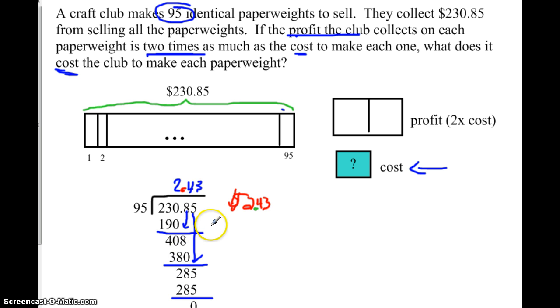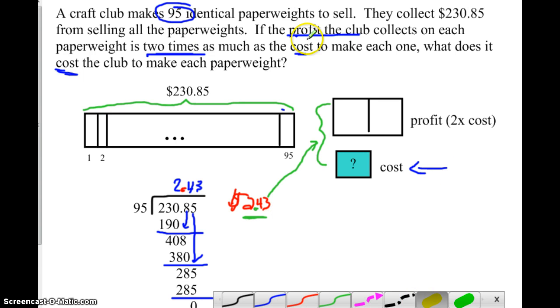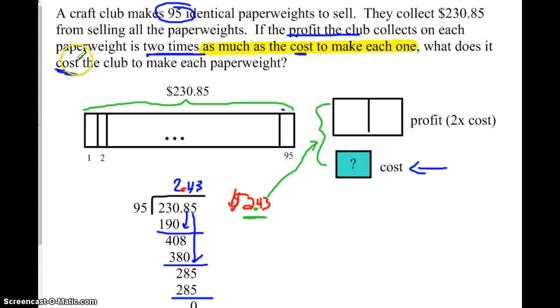Okay, so I did the division, and you can check your answer. $230.85 divided by 95 paperweights equals $2.43 each. That's what they collect. Great. Now we need to know the cost. So if we think about these connected, $2.43, do you get that? It's the profit and the cost. That's what they collect for each and every paperweight. So it's not telling us how much it cost, and it's not telling us how much profit they made. It's telling us all together they collect $2.43. What the problem is asking you is, how much does it cost? Okay, that's what they want to know. What is the cost? That's our big question mark here. So what would we do next?